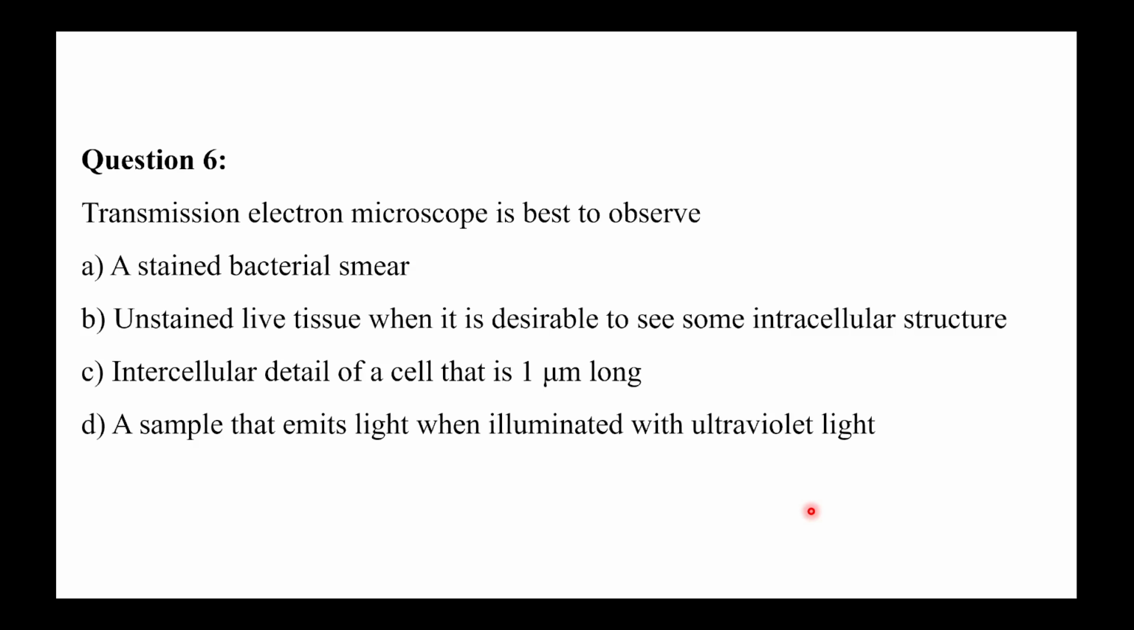Transmission electron microscope is best to observe: option A, stained bacterial smear; option B, unstained live tissue when it is desirable to see some intracellular structure; option C, intercellular details of a cell that is 1 micron long; option D, a sample that emits the light when illuminated with UV light. Transmission electron microscope is best to observe.